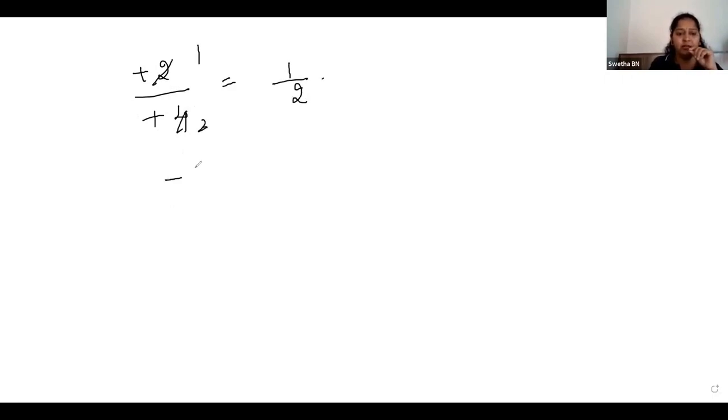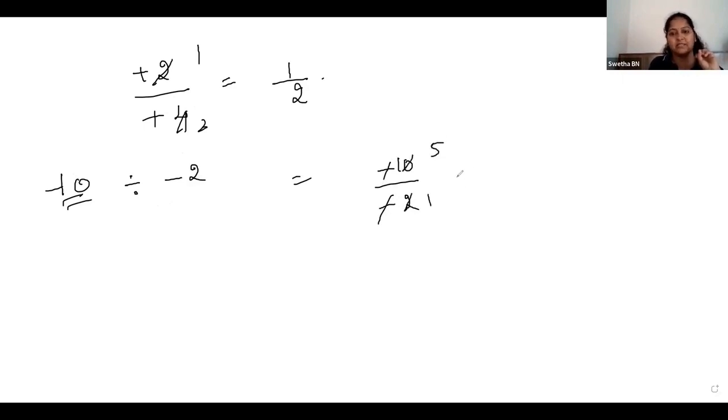Suppose you are dividing minus 10 divided by minus 2. How will you write this? Write minus 10 divided by minus 2. In division, see what we are doing here. We are cancelling this. Minus minus get cancelled. So 2 ones, 2 fives. It is equal to 5.